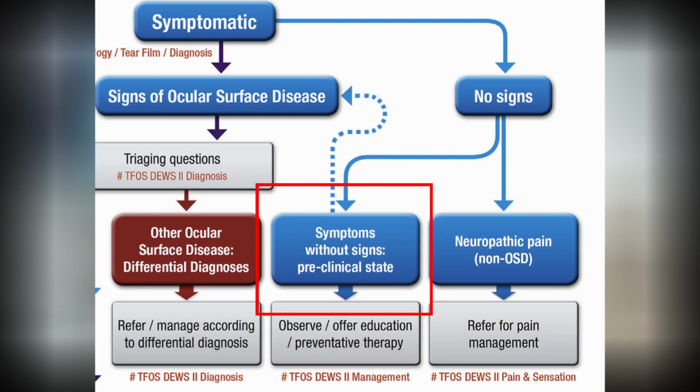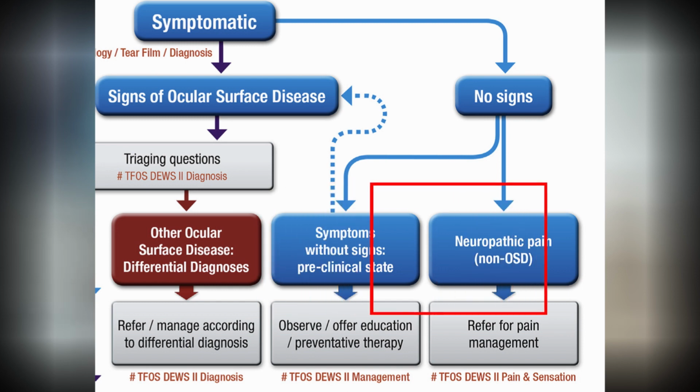So these are people who come in and they say that their eyes are super dry, painful, sore. So these are their symptoms. But when we look underneath the microscope, we see a perfectly healthy eye. So for many years, we were left just scratching our heads, not knowing what is happening, and we felt so helpless that we couldn't help our patients. Now, these are differentiated into what we call preclinical dry eye or neuropathic pain or non-ocular surface disease.